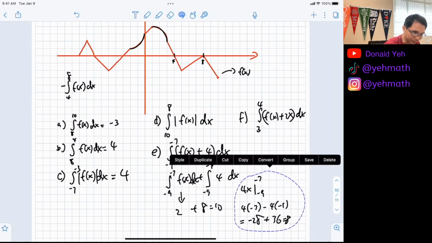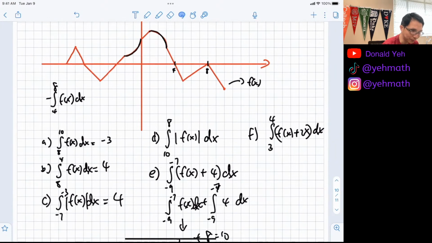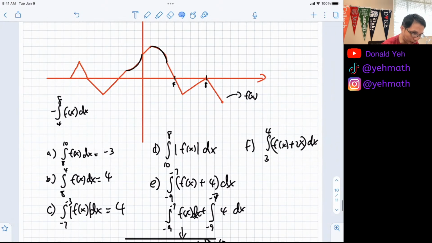Okay, so the next one. Between 3 and 4 of f of x plus 2x dx. I didn't do it, so I won't be able to tell you if you did it right or wrong. I don't think so though. I think you're wrong, but I could be wrong too, because I had to do it in my head.